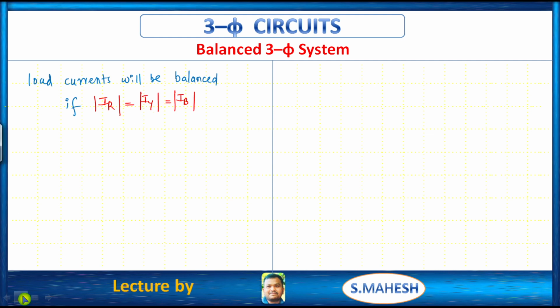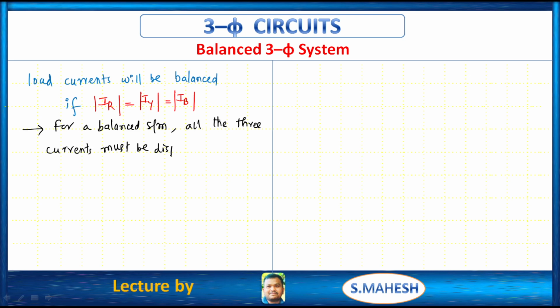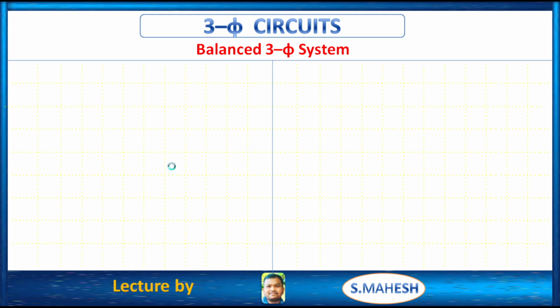For balanced currents, we know that for a balanced system, all the three currents must be displaced by 120 degrees. So to get the balanced system, all the three currents should be displaced by 120 degrees.